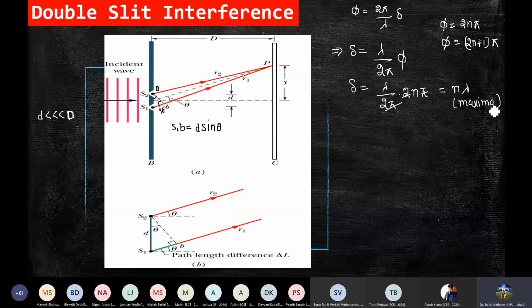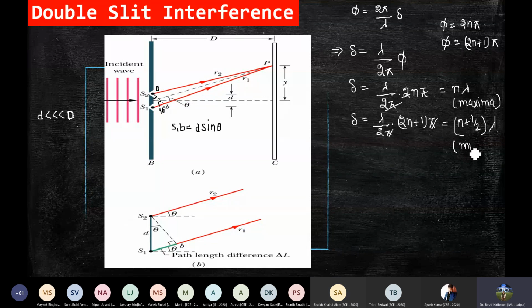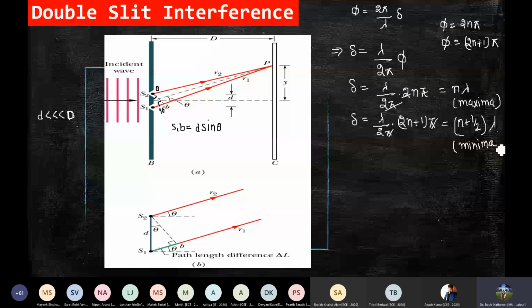This will be in the double slit experiment. This can vary in other applications. And when lambda upon 2 pi is multiplied with (2n plus 1) pi, what will come? Minima. (n plus 1 by 2) lambda. N plus 1 by 2, yes, lambda. Minima.